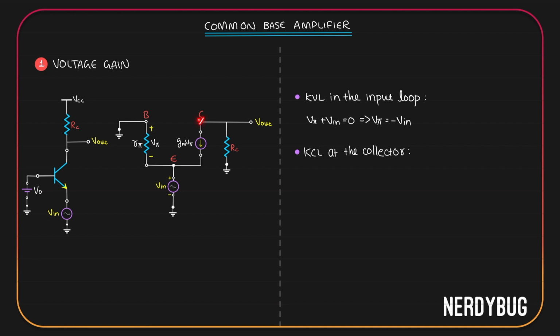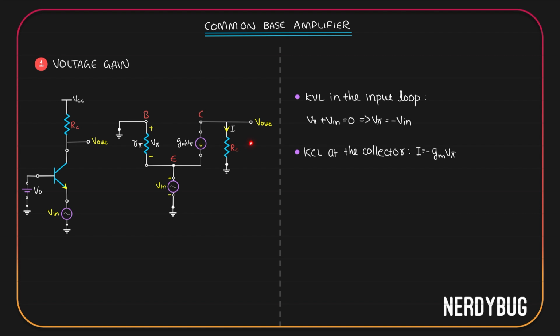This is the collector node. I can see two currents. One will be the current that will flow through RC. The other will be the current that we have over here, gm V pi. Let's take the current flowing through RC to be I. Both currents are going out of the node. According to Kirchhoff's current law, their sum should be 0. gm V pi plus I should be equal to 0, which means I is a negative of gm V pi.